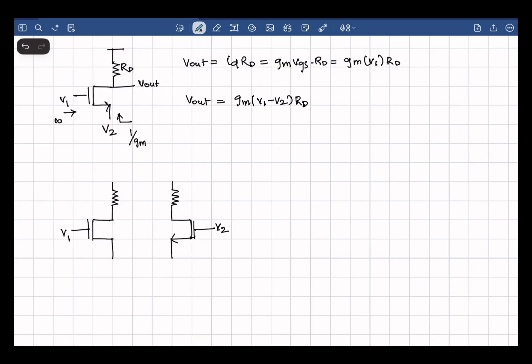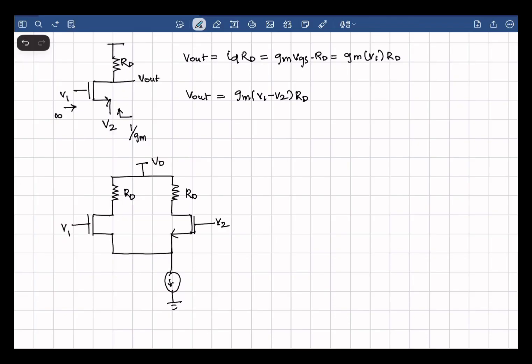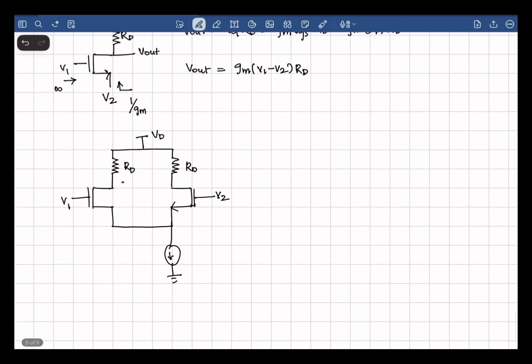So I give V2 here, and I take the output out of the source terminal and connect it to this source. And now this gives rise to the classic 5 transistor amplifier. We call this a 5 transistor OTA because this resistor, this resistor, and the current source can all be realized by a transistor. So let me draw this a little bit clearer.